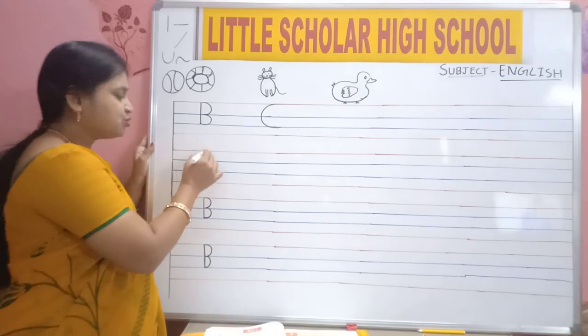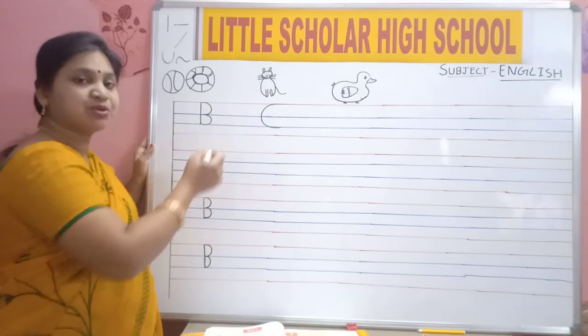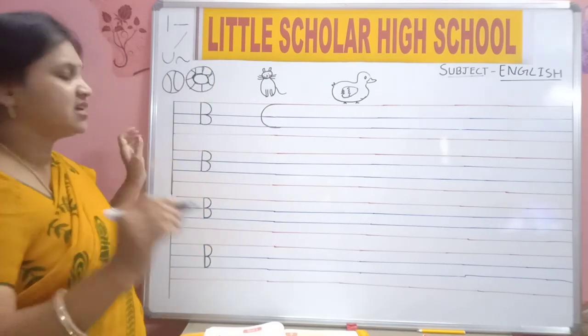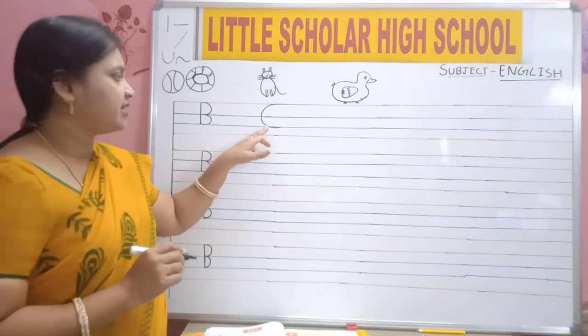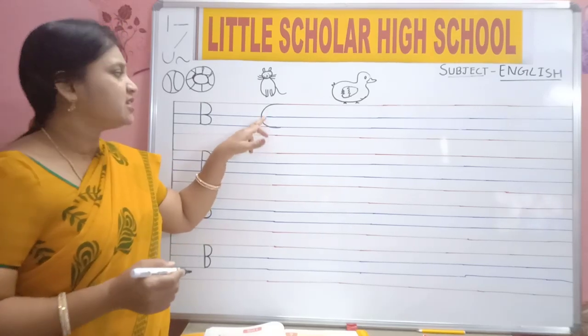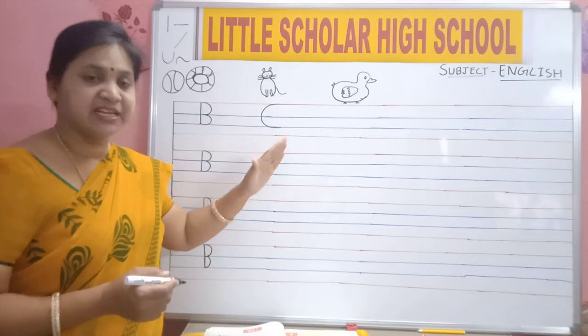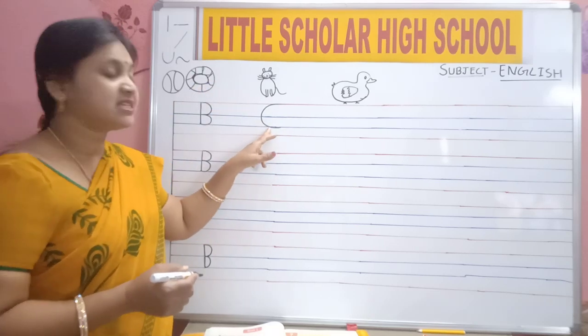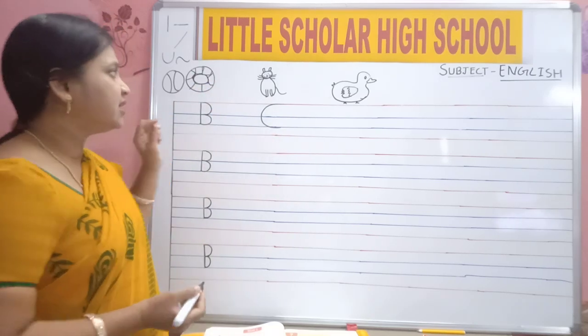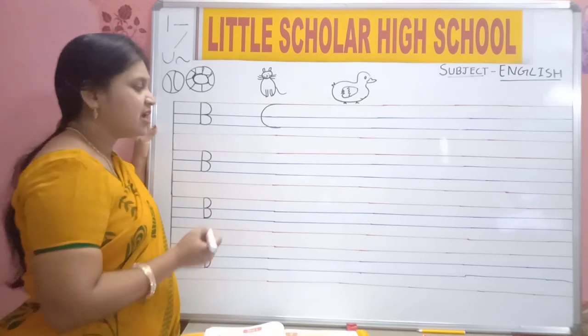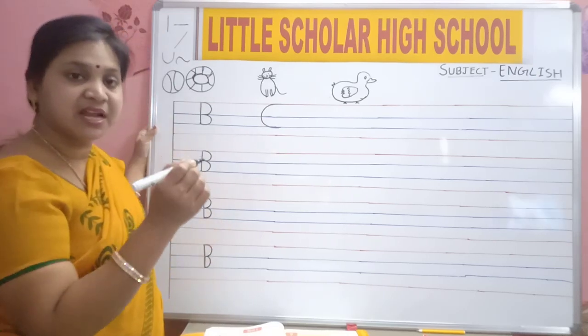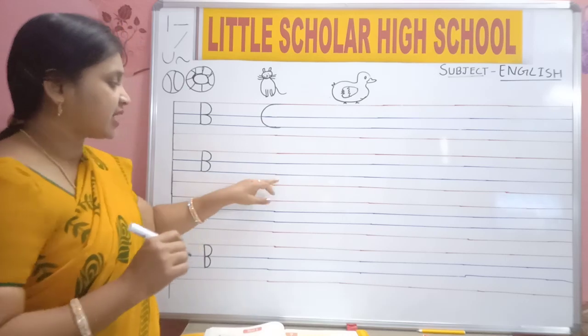Here we used two curves. Here see how to write only one big curve. Now this is not a straight line. This is not standing line. This is not sleeping line. It is a curved line. So once again, shall we write? See, very simple. Start from the red line and end on the second blue line.